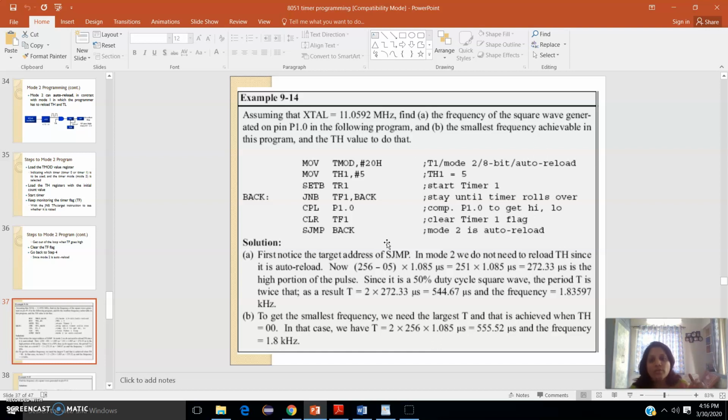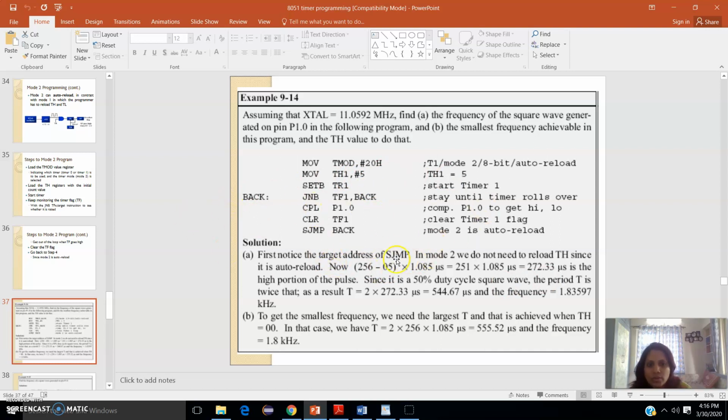You subtract the value from 256 because the maximum range is FF. So the decimal is 256. So 256 minus 0.5, whatever value you are getting, that is multiplied with 1.085. Whatever you get is in microseconds, or you can say the time delay for your program. Now it is auto reloaded, and that's why there is no need to reload TL here.